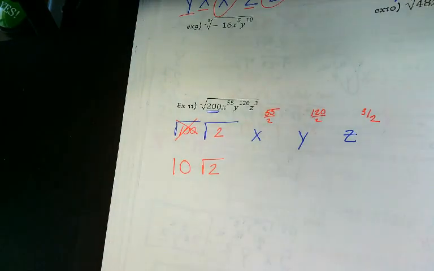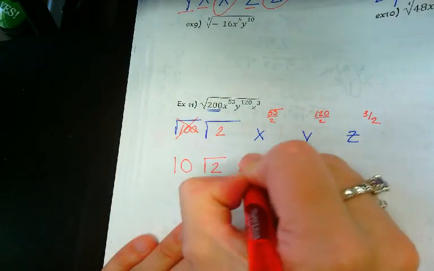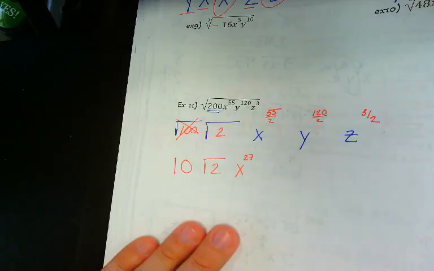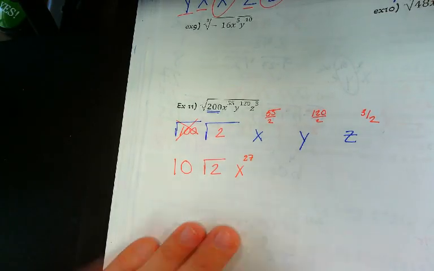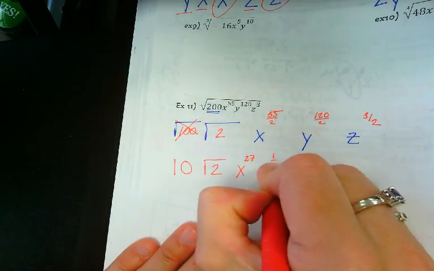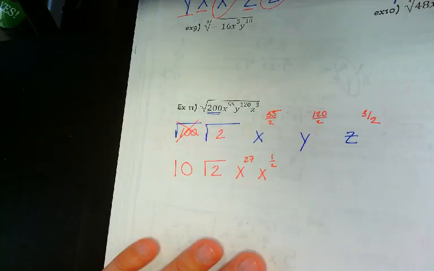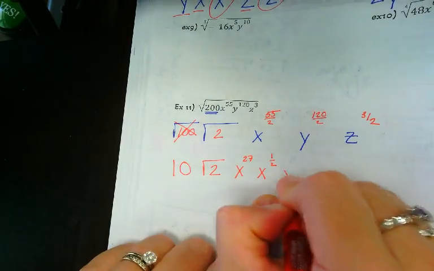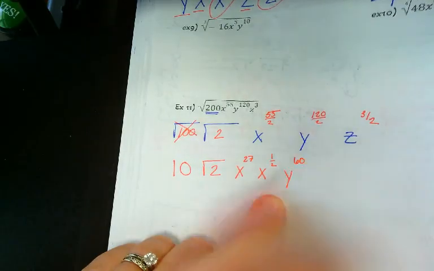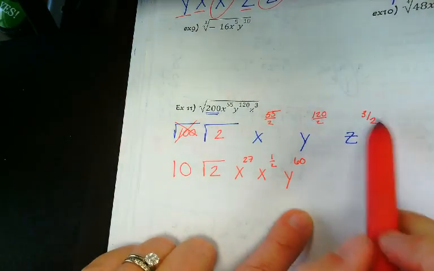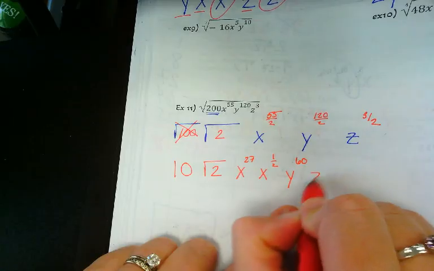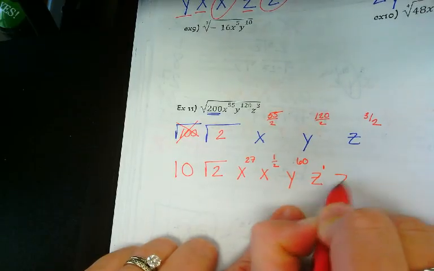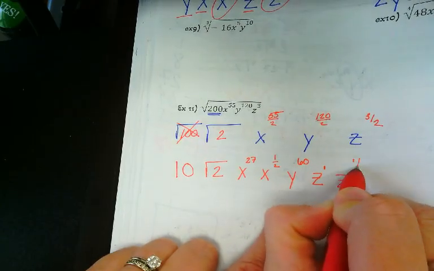Okay, how many x's are going to go in nicely? 27. So 2 times 27 is going to get me 54. How many is left then? 1 out of the 2. 120 over 2 is going to get me y to the 60th. Goes in beautifully. All right, 3 halves. How many go in nice? 1. How many are left over? 1 out of 2.